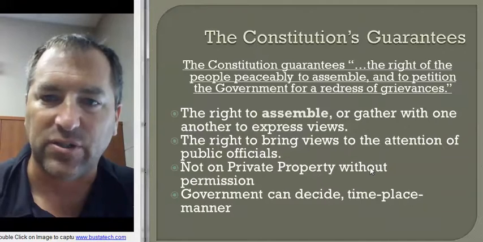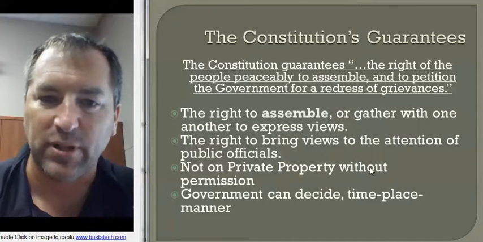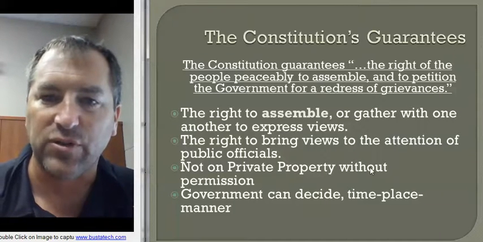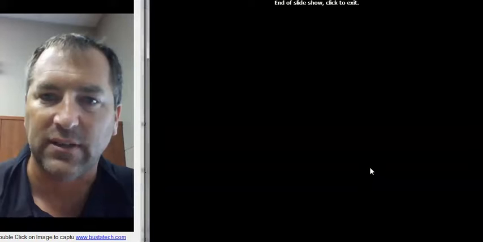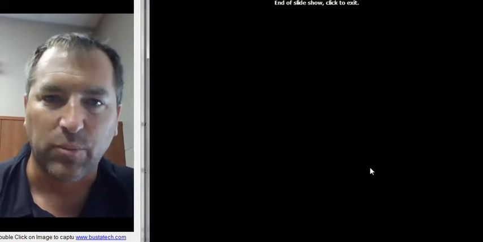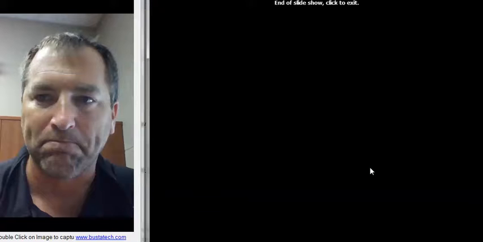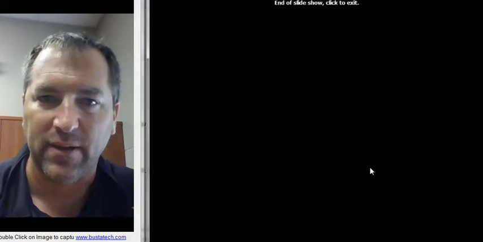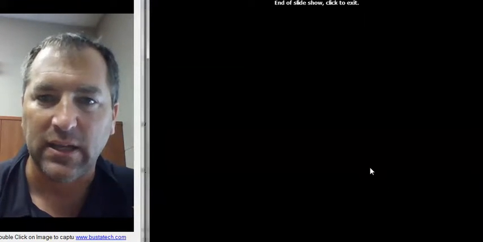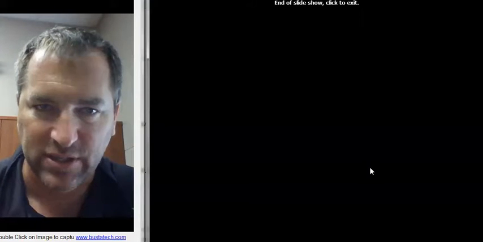The Constitution does guarantee your right to assemble as well. Bring your views as long as it's legally conducted and not on private property. So please again read chapter 19 to review all of these different constitutional rights and how the courts have upheld them and tried cases on them. And again, we'll be doing some activities in class to try to bring these home.